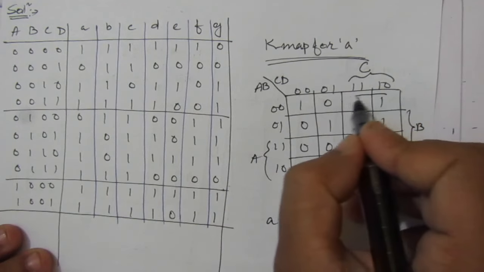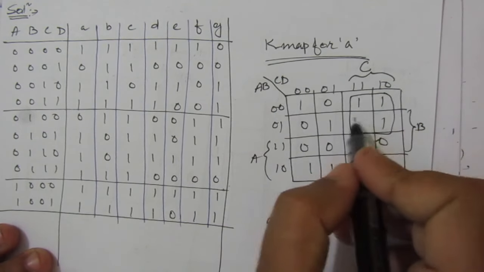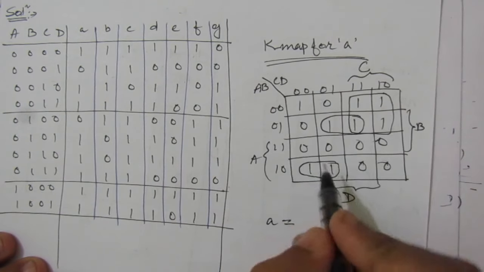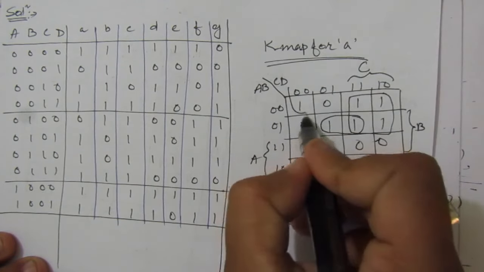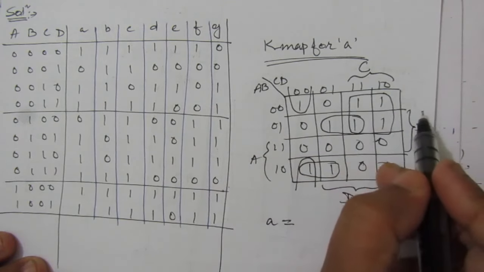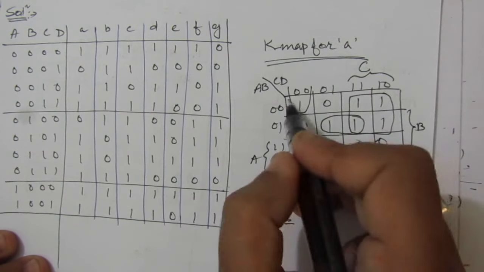So suppose this one is the first combination. This will be the second combination. This will be the third combination. And suppose this is the fourth combination. Or you can combine like this also, this way. I have combined like this.